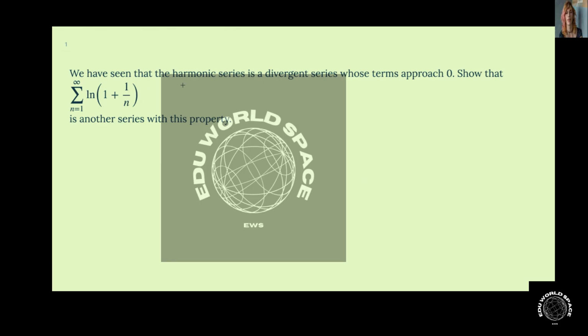We've seen that the harmonic series, which recall means the series n equals 1 to infinity of 1 over n. And notice that a_n equals 1 over n does satisfy that it goes to 0 as n goes to infinity. However, the harmonic series diverges.